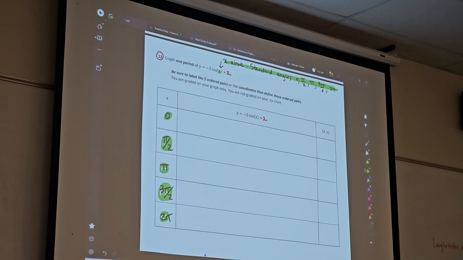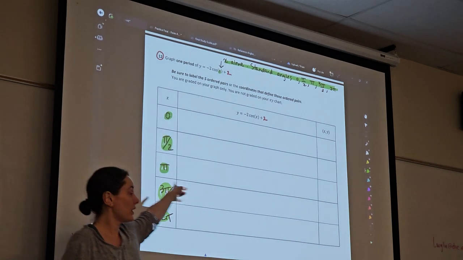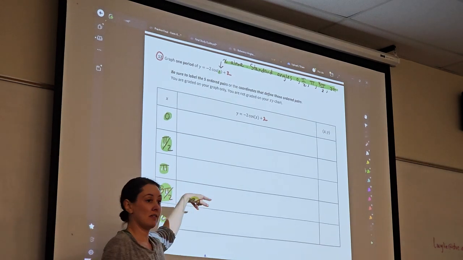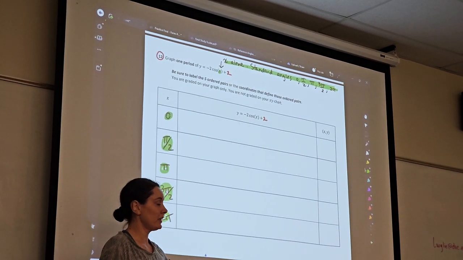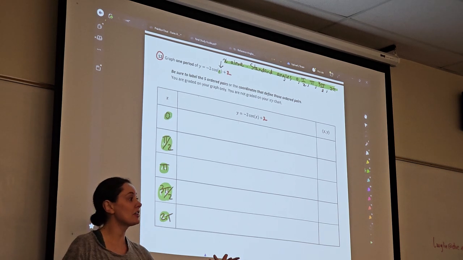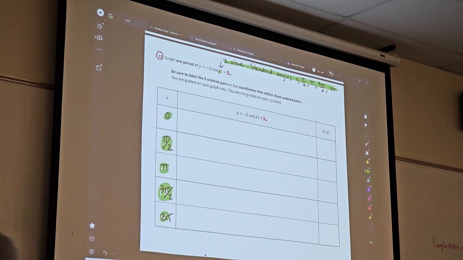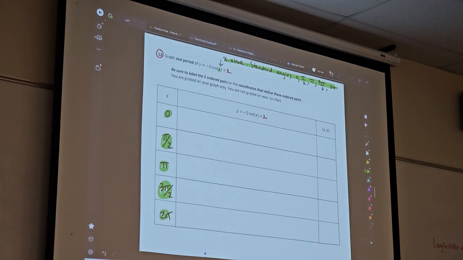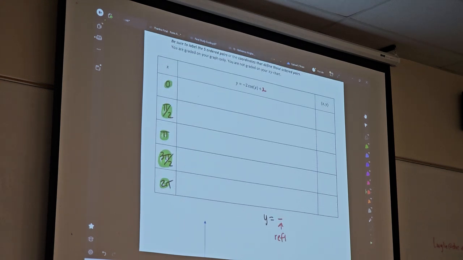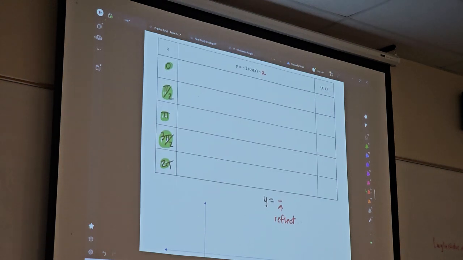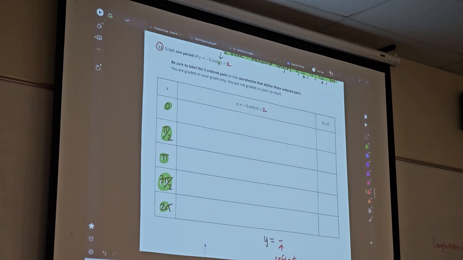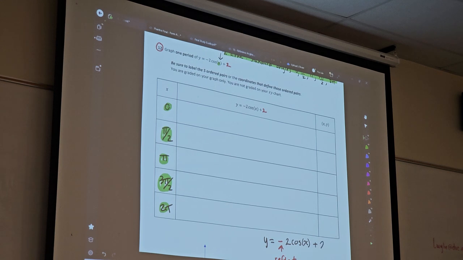That's enough for me to go after this and graph, use my calculator, get the ordered pairs, and plot them. Just so, because we're pressed on time, I'm going to do it thinking about transformations. The -2, minus, that means it's reflected cosine. The amplitude is 2, plus another 2, new equilibrium.